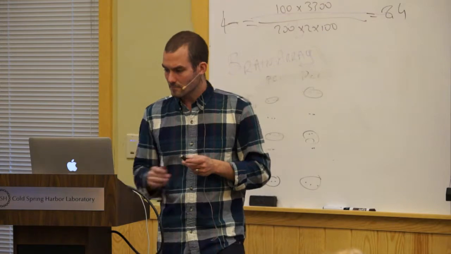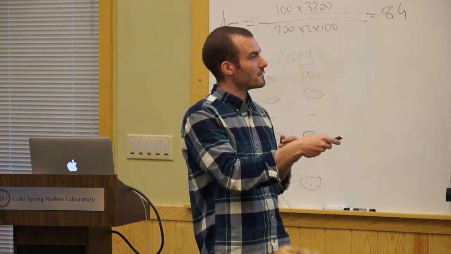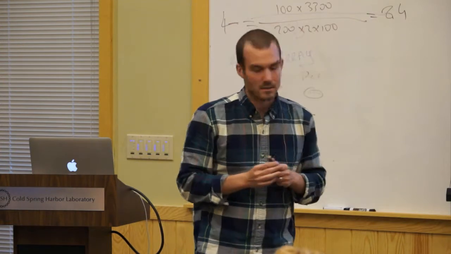And so, just to tie this back to the first part, I talked about how genetic variation influences traits. I told you about combining GWAS with functional genomics information to identify the relevant cell types. That's the association of the organismal phenotype and the cellular phenotype. I told you about eQTL studies, down here, looking at the cellular phenotypes. So obviously, as was mentioned before, the next step is explicitly combining these different levels of information to try to put together the causal pathway from cellular phenotype to tissue phenotype to organismal phenotype.